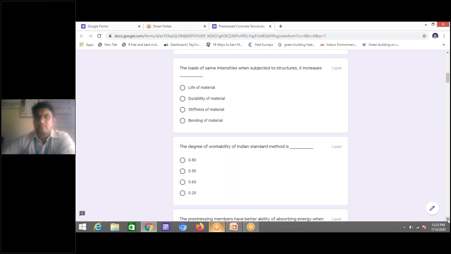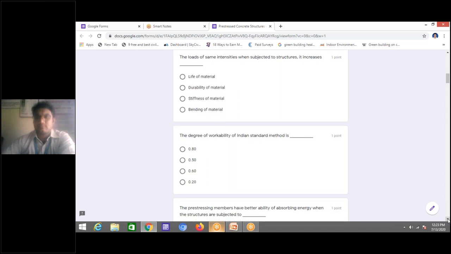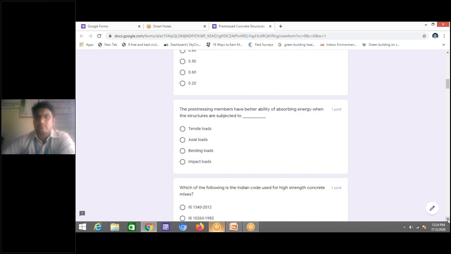The degree of workability of Indian standard method is 0.8, 0.5, 0.6, 0.2. See, this degree of workability is in terms of compaction factor. Okay, so we measure workability in terms of slump, in terms of Vee-Bee consistometer, in terms of compaction factor. So here the question is related to compaction factor. The pre-stressing members have better ability of absorbing energy when the structures are subjected to tensile loads, axial loads, bending loads, impact loads.